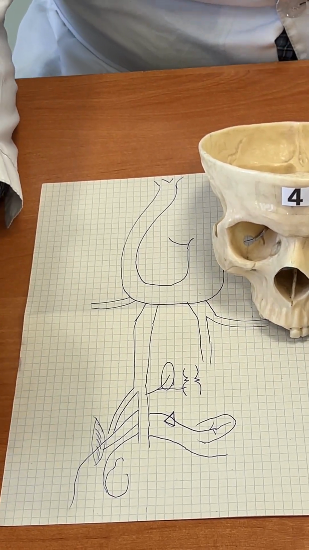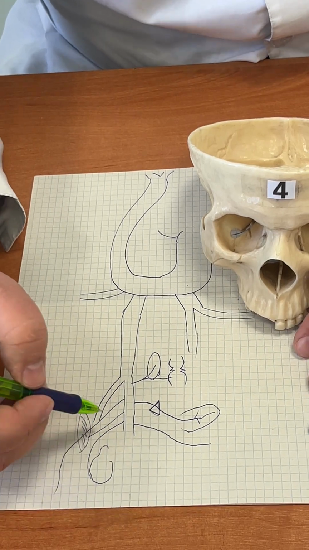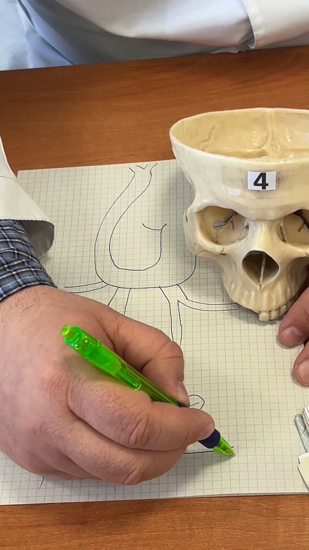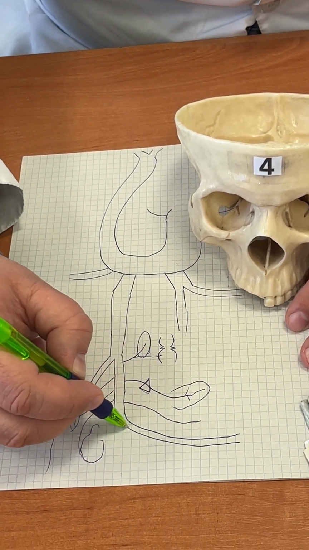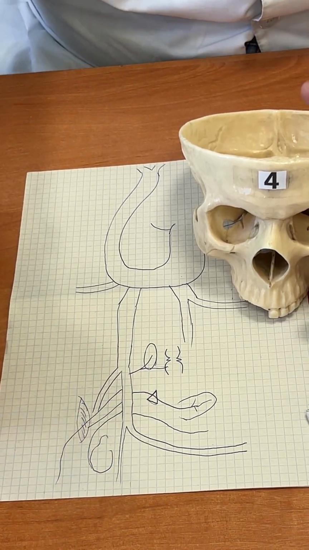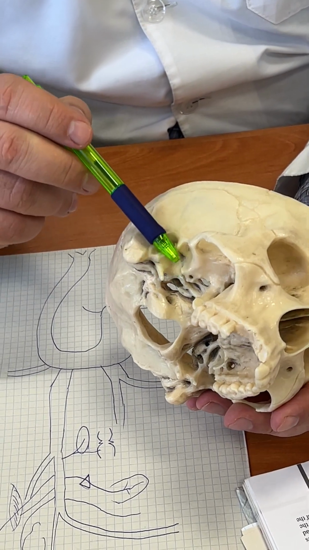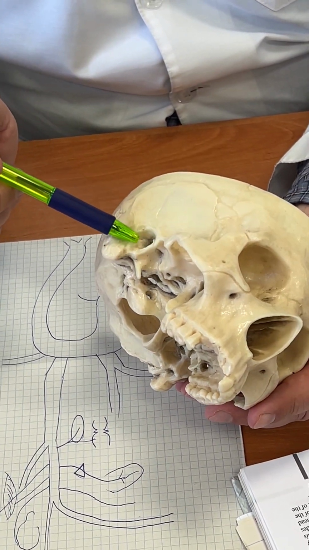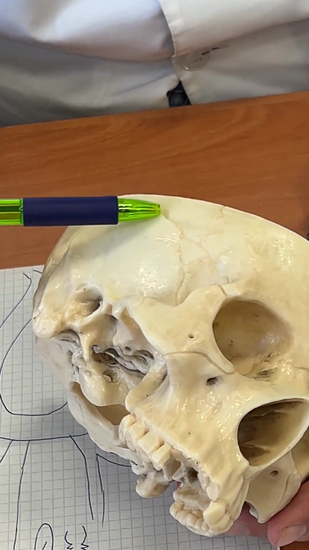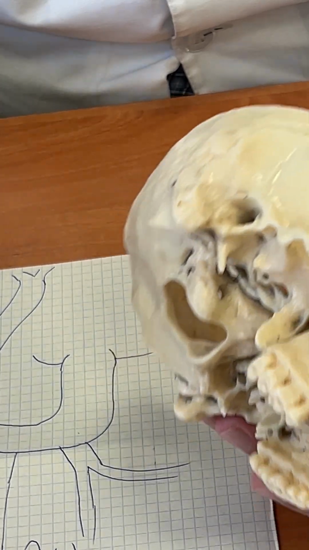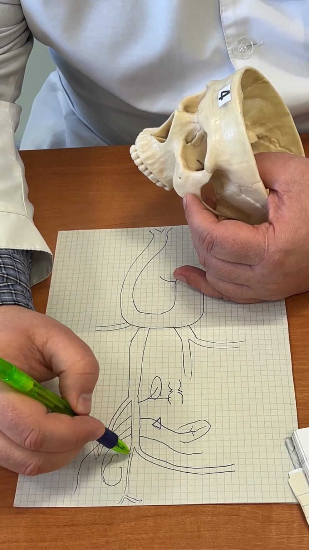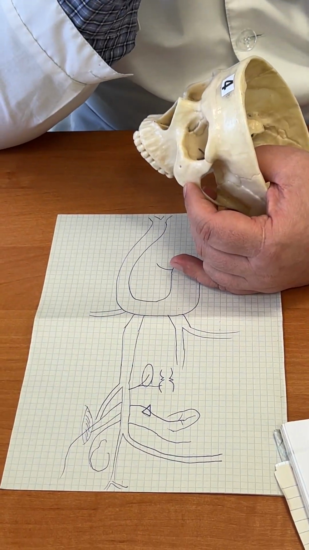And the last group is the medial group of branches, and here we have two terminal branches. They are arteria maxillaris and arteria temporalis superficialis. The superficial temporal artery goes in front of the external acoustic meatus, goes to the temporal region, and here it subdivides into the frontal branch and parietal branch. They are terminal branches of this artery, the superficial temporal artery.